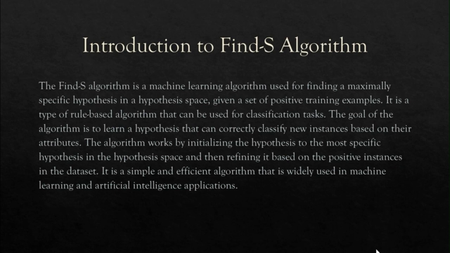So the goal of this algorithm is to learn a hypothesis that can correctly classify new instances based on their attributes. So this algorithm works by initializing the hypothesis to the most specific hypothesis in the hypothesis space and then refining it based on the positive instance in the dataset. It is a simple and efficient algorithm that is widely used in machine learning and artificial intelligence applications.